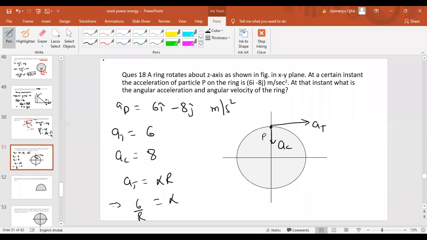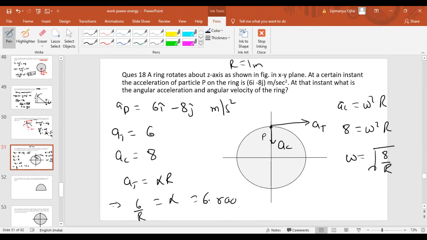Next we can find the centripetal acceleration. Centripetal acceleration must be equal to omega square r. The centripetal acceleration is 8, so 8 must be equal to omega square into r. So we can find the value of omega. Omega will be equal to square root of 8 by r. We can take r as 1 meter. Then alpha will be equal to 6 radian per second square, and omega will be equal to root 8 by r, which means 2 root 2 radian per second.